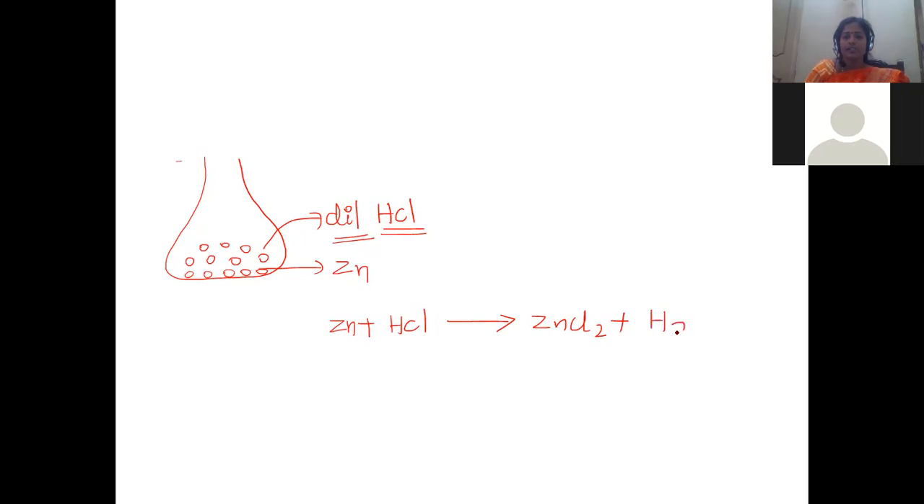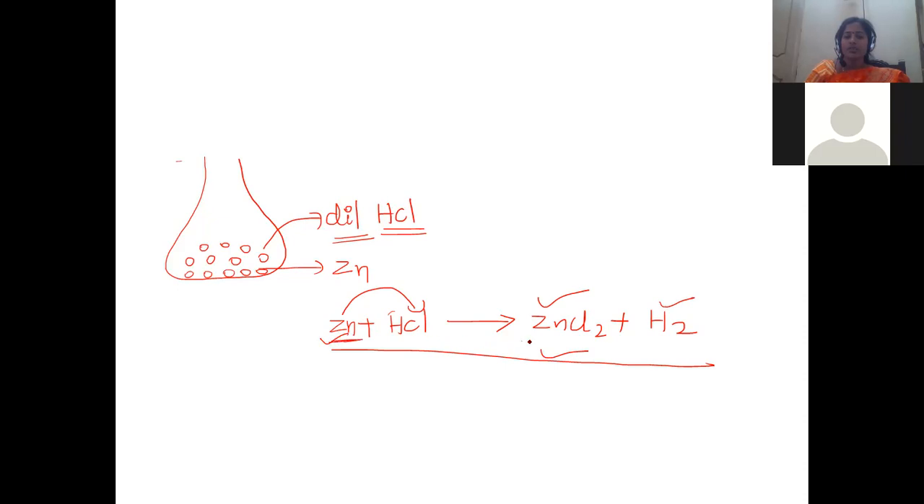ZnCl2 plus H2 formation is possible. Zinc with HCl gives ZnCl2, and the leftover hydrogen is converted into hydrogen gas. Then how can we represent this equation in the balanced form? This is a possibility, but we have to write the balanced equation. Balanced equation means the left side terms and right side terms should be equal.